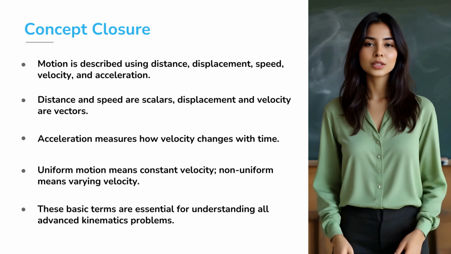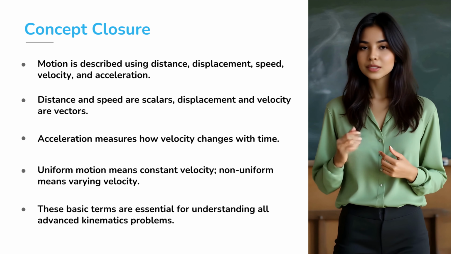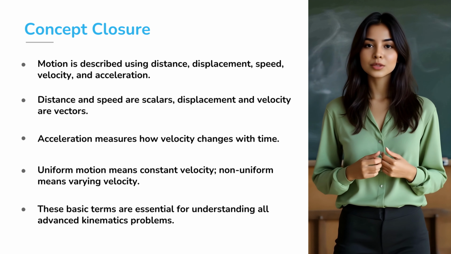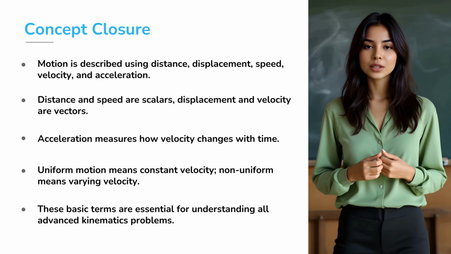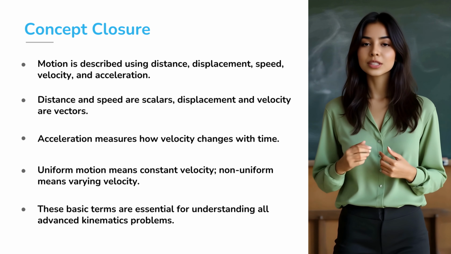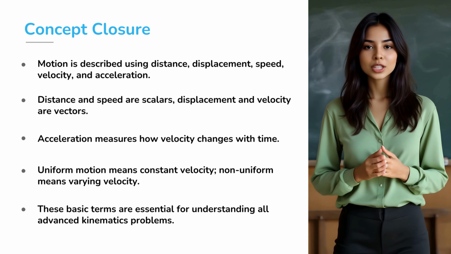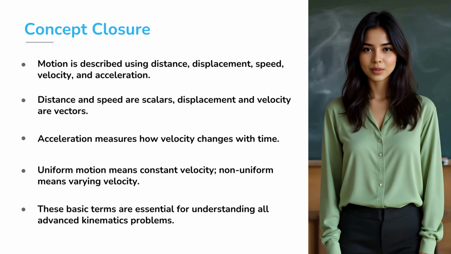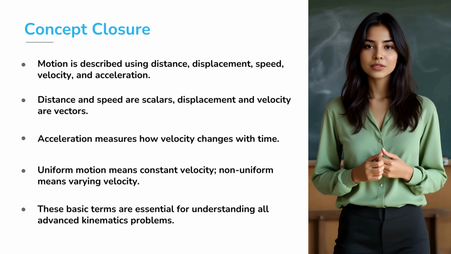So let's summarize what we've learned. To describe motion, physics uses clear definitions: distance, displacement, speed, velocity, and acceleration. Distance and speed are scalars, while displacement and velocity are vectors. Acceleration tells us how quickly velocity changes with time. Motion may be uniform when velocity is constant, or non-uniform when velocity varies.